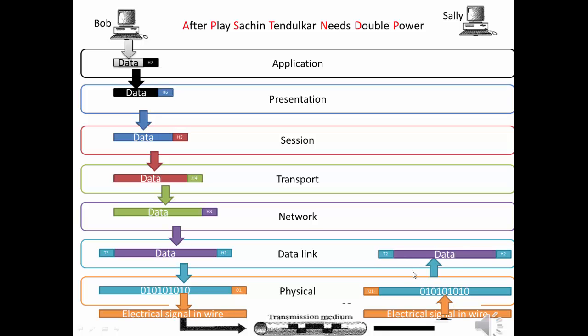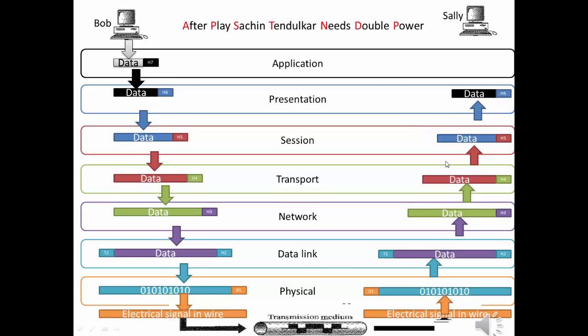Again, the network layer will remove its own part that it attached and send the remaining to the transport layer. The transport layer will open its own package, remove the header, and send it to the layer above it. The session layer does the same thing. It opens its own package, removes its header, and sends the remaining to the presentation layer. The presentation layer will again open its own package, remove its header, and send the remaining data to the application layer. The application layer will open its own package now, remove its own header, and send the remaining data to the application from which it came, and Sally receives the data.